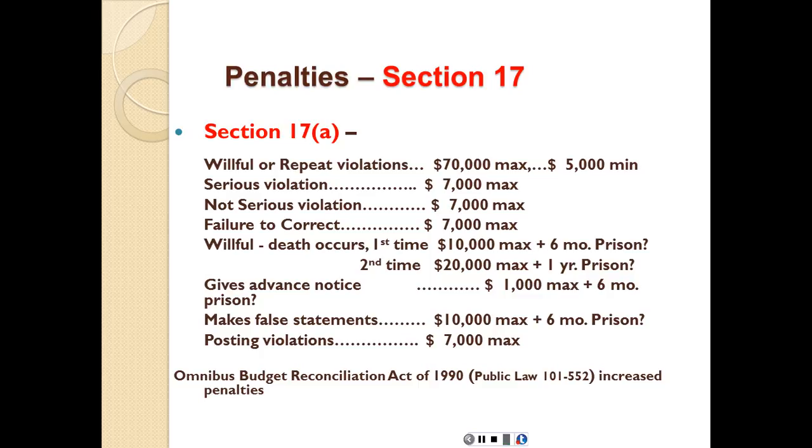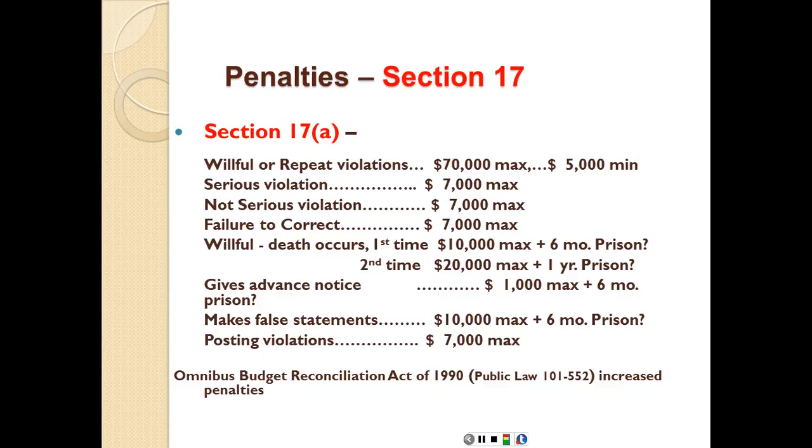If someone from OSHA gives advance notice about an inspection, then there's a penalty of $1,000 plus 6 months prison. If someone makes a false statement, a maximum of $10,000 plus 6 months prison.